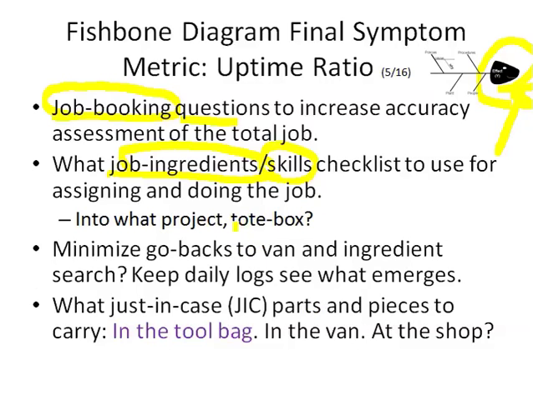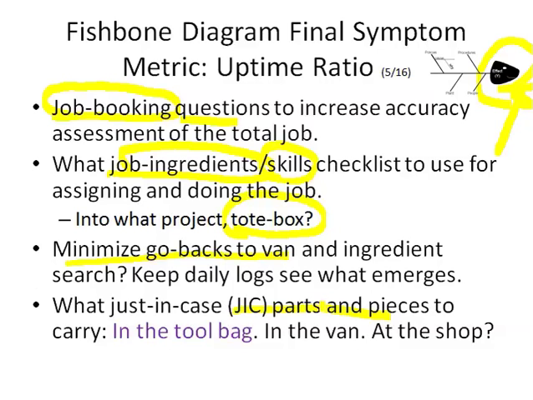What would go into the tote box that you'd actually take into the job with you, anticipating you need most of the things in the tote box to get the job done? And then, if we keep logs, what are things we can do to minimize go-backs to the van because we have all the ingredients in the tote box we need, we have all the prerequisite tools in our toolkit, and so forth. Then what are just-in-case parts and pieces and tools we'd actually carry in the van, as opposed to in the tool bag into the job, as opposed to the shop.